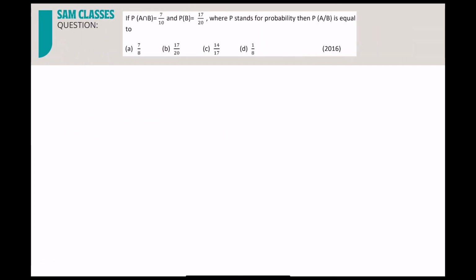If probability of A intersection B is given as 7 by 10, probability of B, very simple, directly formula. See, conditional probability, we know what it is. P of A by B is what? P of A intersection B, so 7 by 10 divided by P of B, so 17 by 20.